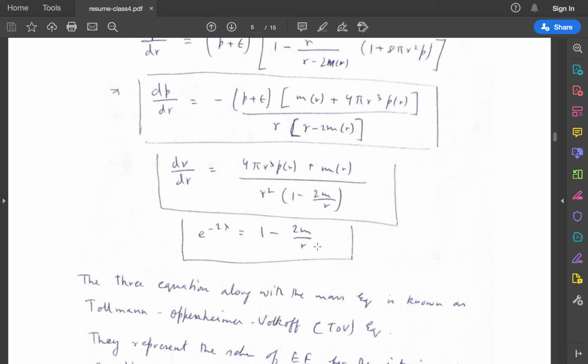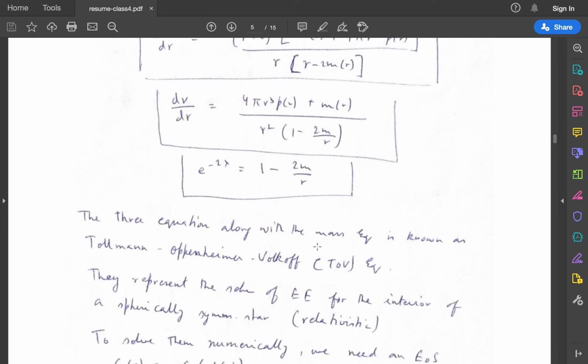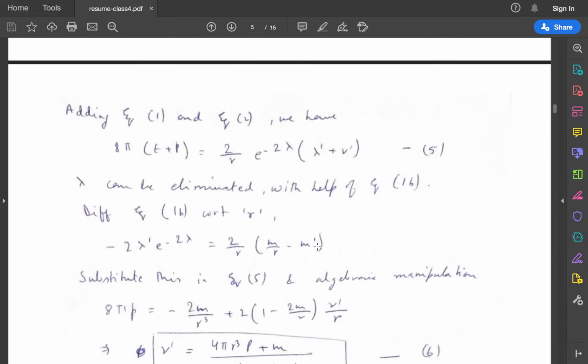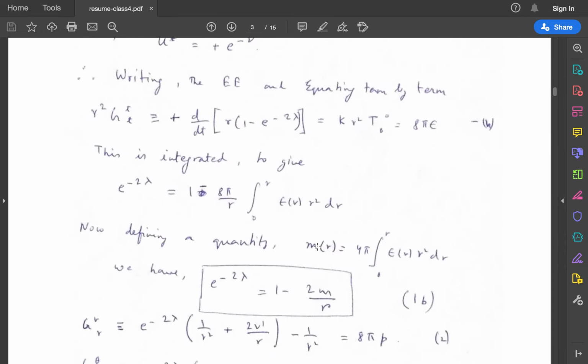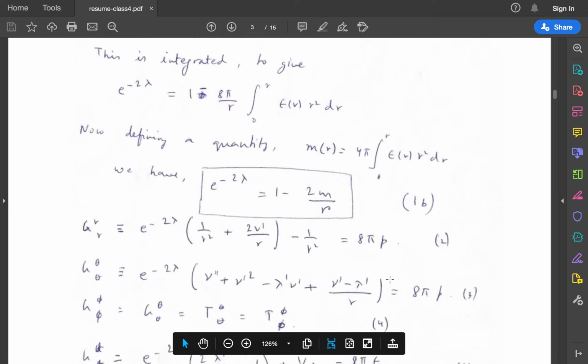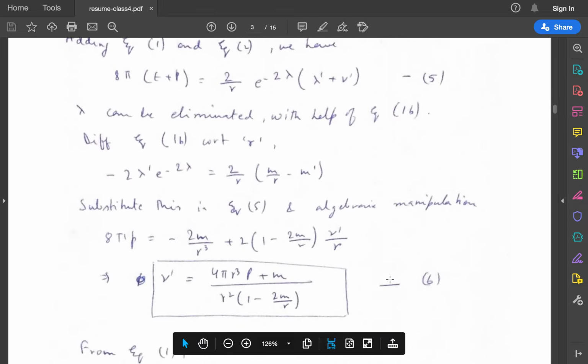So these three equations, along with this equation for the mass, this is how mass changes. This equation gives us how the mass changes along the radius, or how mass is accumulated as we go on solving as the star grows. So this gives the equation for the mass.